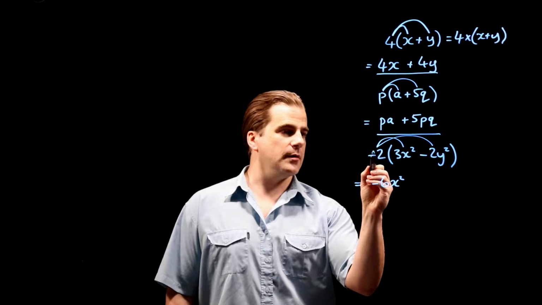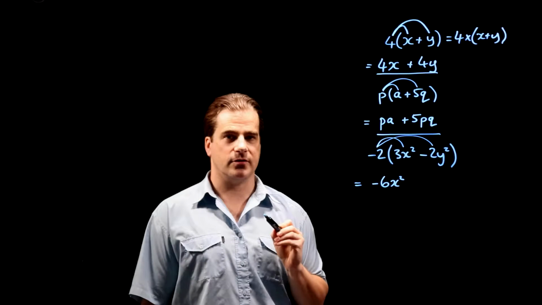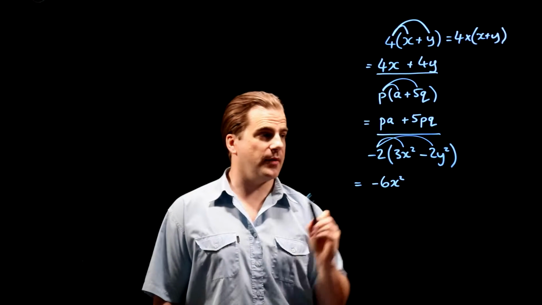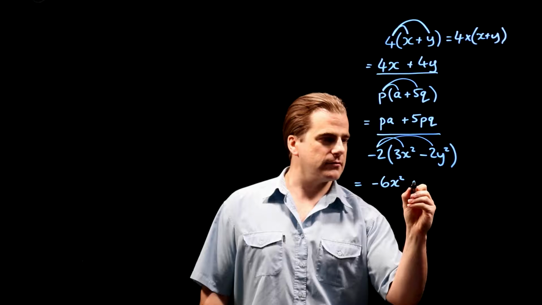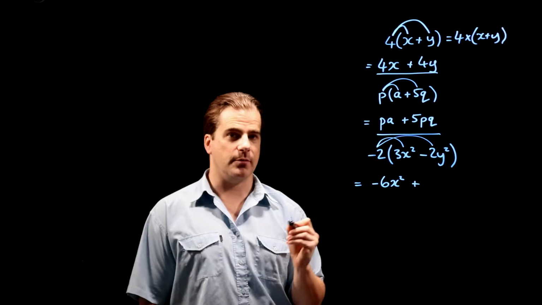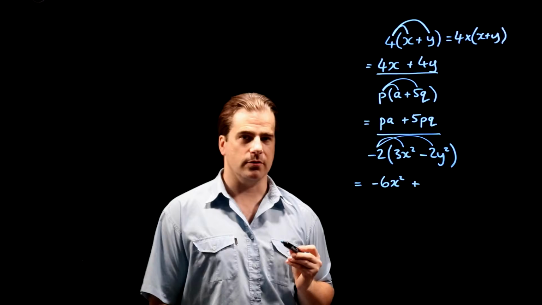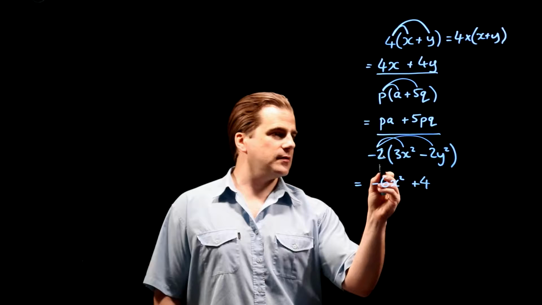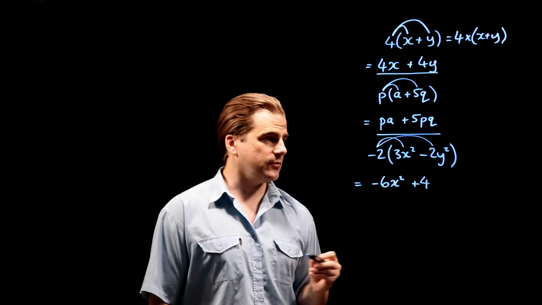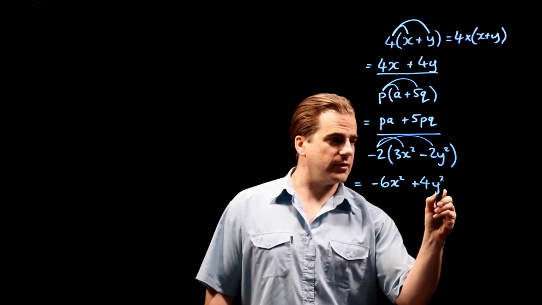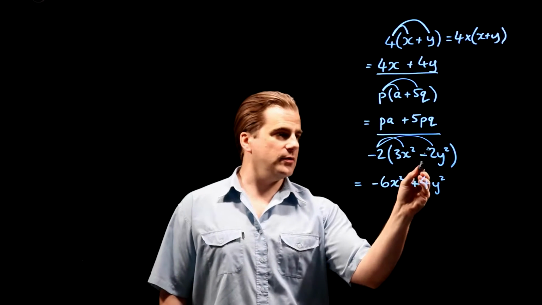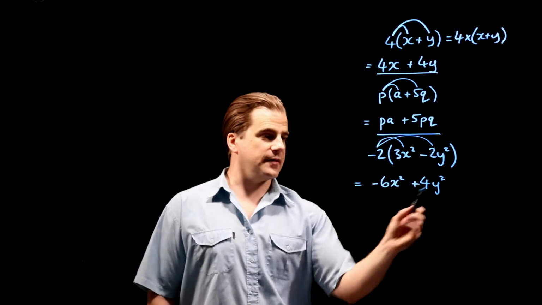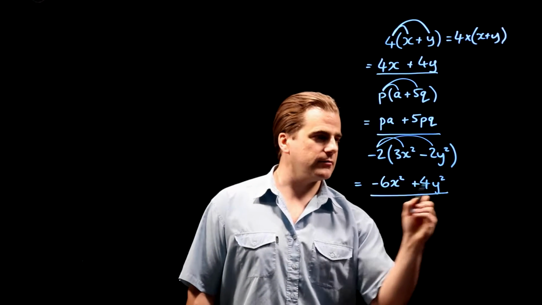Okay, the second term. Minus 2 times minus 2y squared. Right, firstly, the signs. It's a minus times a minus, which is a plus. Okay, now the numbers. 2 times 2 is 4. And now the variables. No variables there, but there's just a y squared. So it's just a y squared there. Minus 2 times minus 2y squared is plus 4y squared. And that's it. That's the bracket multiplied out.